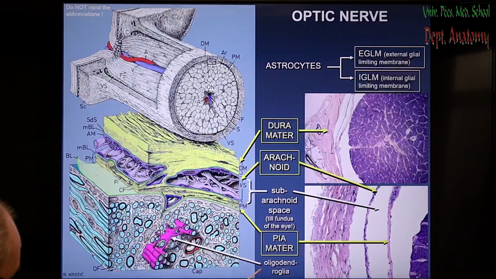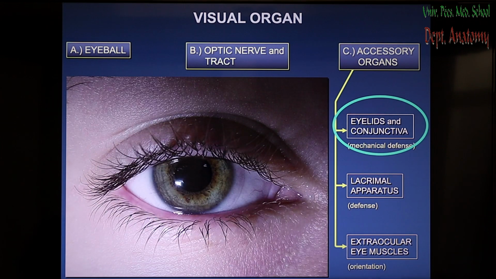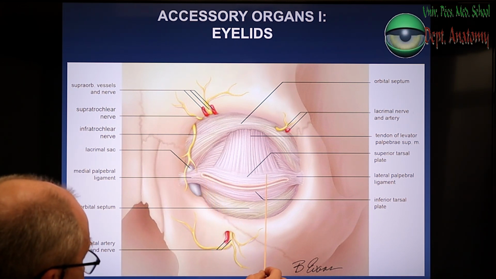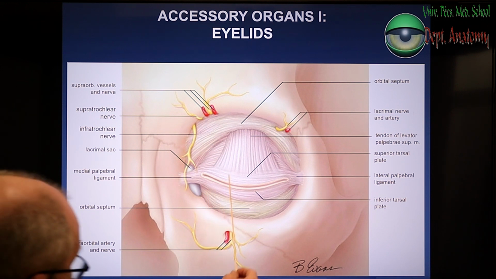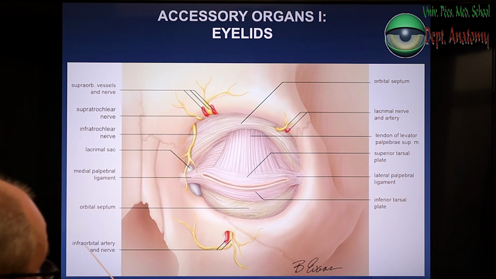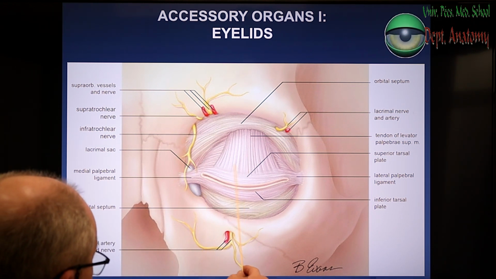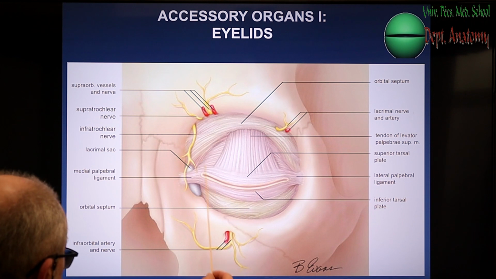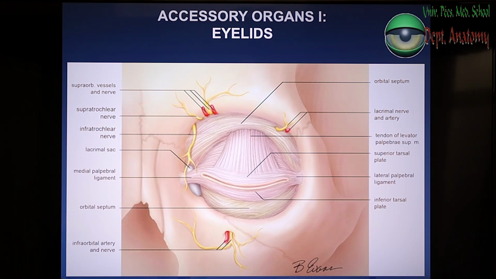Oligodendrocyte was also indicated here. And then come the accessory organs, the first of them the eyelids and conjunctiva. The eyelids mostly consist of a framework, which is a dense collagenous connective tissue layer, a shell-like layer according to the shape of the eyeball, covering its anterior surface. There is a superior tarsal and inferior tarsal plate. Don't mix them with the tarsal bone, of course. This is also called tarsus, superior tarsus and inferior tarsus.